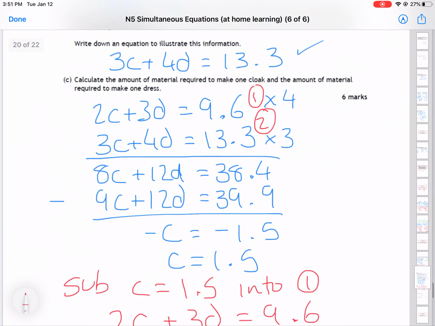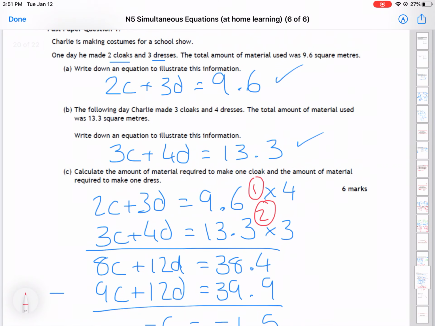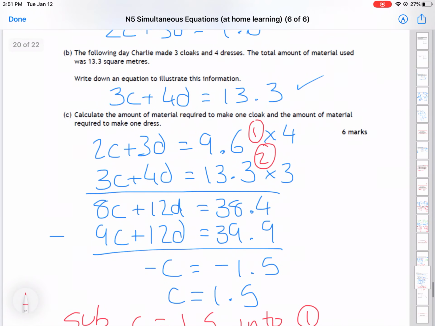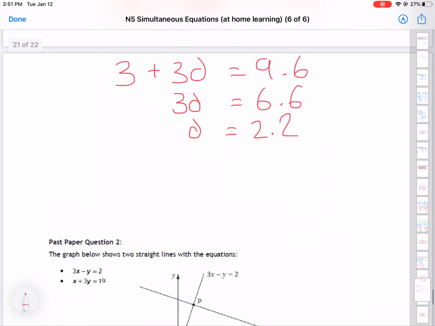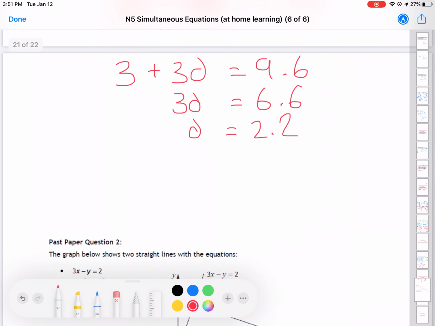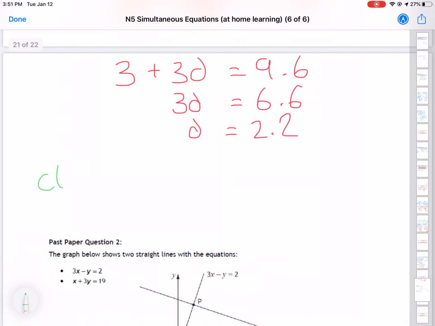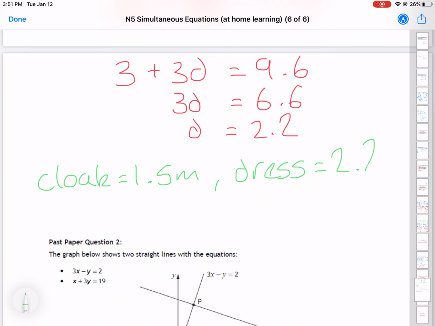We need to go back and answer the questions. We're looking for how much material is needed for one cloak and one dress. So C was the cloak, and that was 1.5, and the dress was D, 2.2. And that's us answered the questions. Okay, with these context questions, just make sure you do answer that at the very end there.